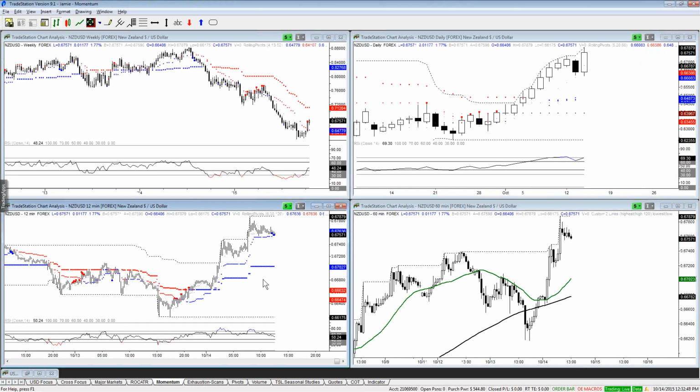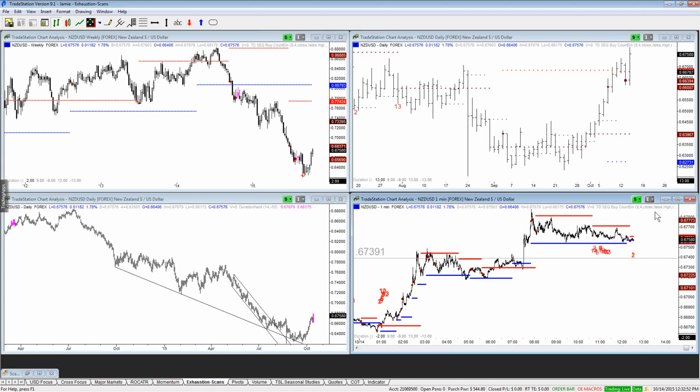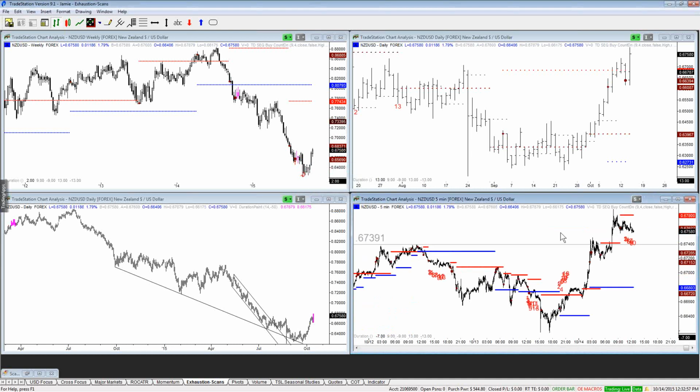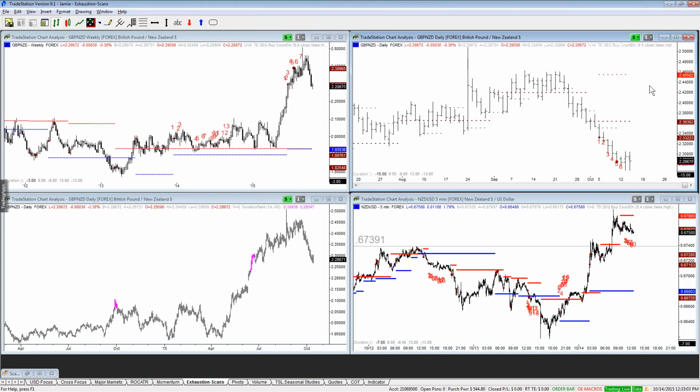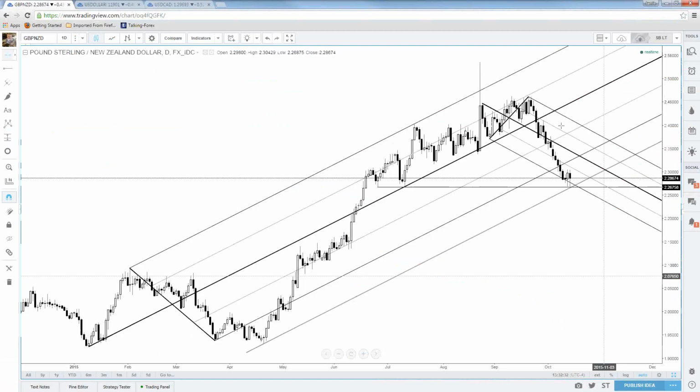Just for fun, I do want to see where the pound comes in. So 236 is the month open, so that's up here.